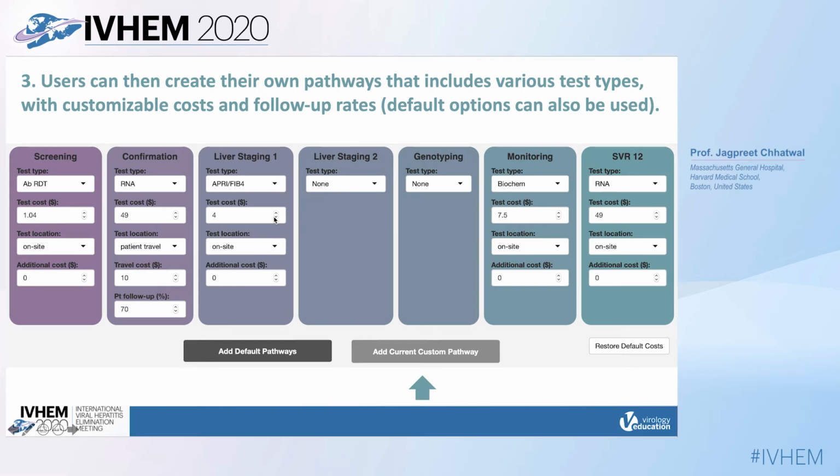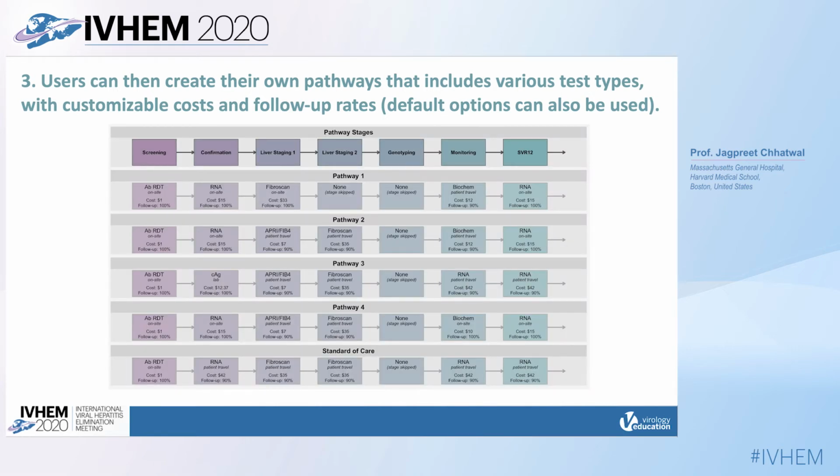Then what kind of liver staging is there? Is it on site or does the patient need to travel? What is the cost of travel or on-site testing, etc.? And then it ends with, finally, how do we assess SVR at the end of the treatment? There's also an option of selecting default pathway options, and this screenshot shows 5 different pathway options that have been embedded for a given country.